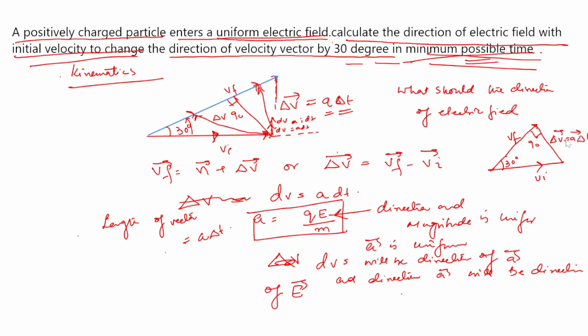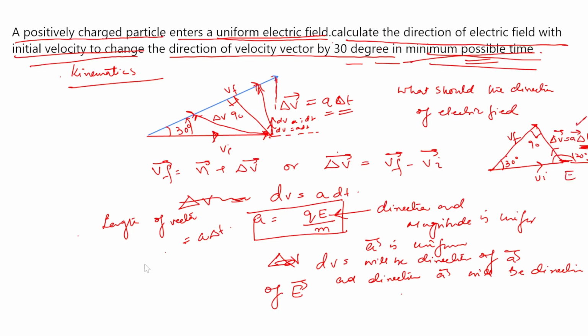Here, the direction of delta V is A, and the direction of this is E. So this is the shortest path, and this will take the shortest time, because the time depends on the length of the path. So this can be achieved when the direction of A is 120 degrees with the initial vector, and the direction of A is the direction of E.